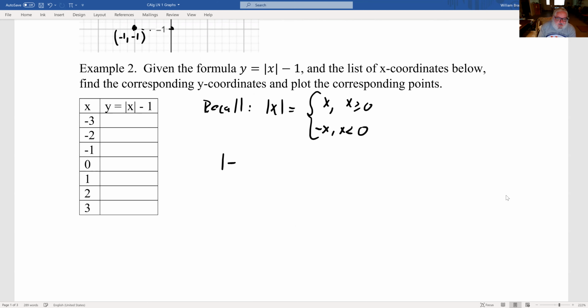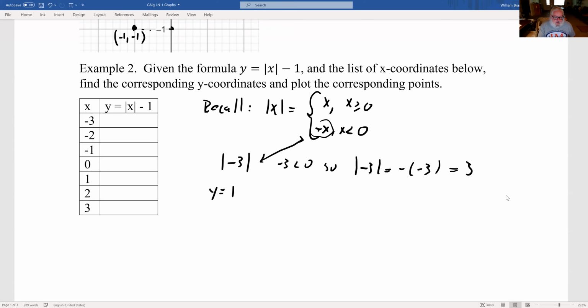So absolute value of -3, well, we look over here and we say -3 is less than 0. So we use this formula, -(-3), which is equal to 3. And so the effect of the minus sign here on a negative number is just to get rid of that minus sign. So the absolute value of -3 is just 3. When we plug in -3 for x here, what do we get? We get 3 minus 1, and that's 2.